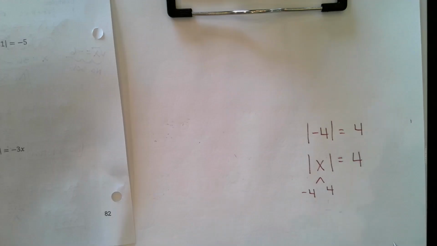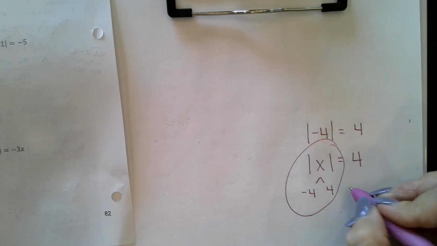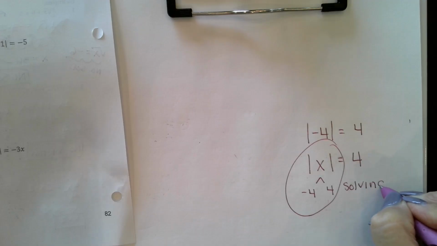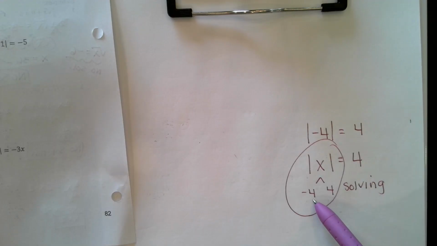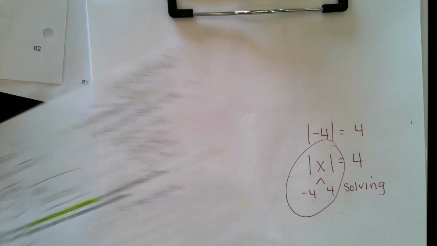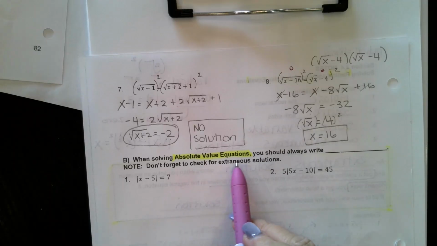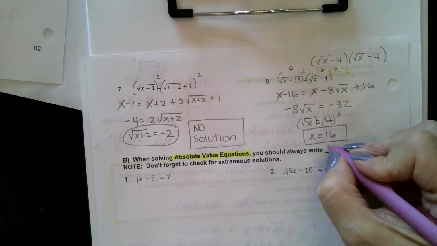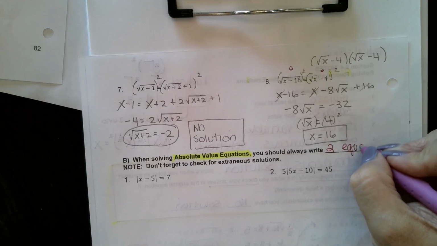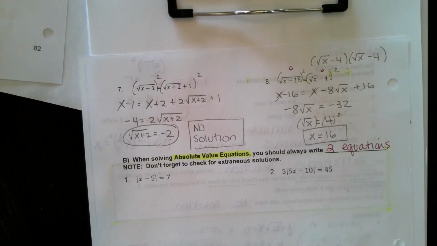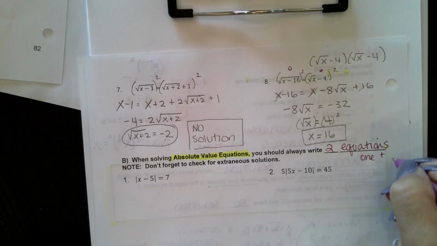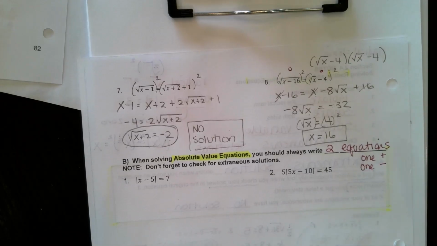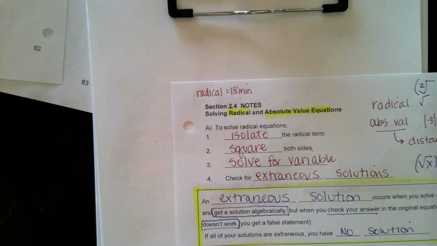Okay? So what that means is when we're solving absolute value equations, I'm going to have two solutions, or I could have two solutions, right? So that's what this says. When solving absolute value equations, you should always write two equations. We want one that's positive, and we want one that's negative. Okay? And when I solve these, I'm going to follow the same rules that I have over here.